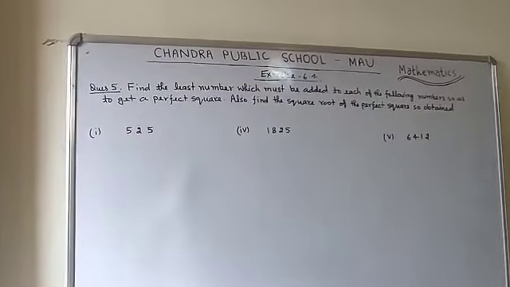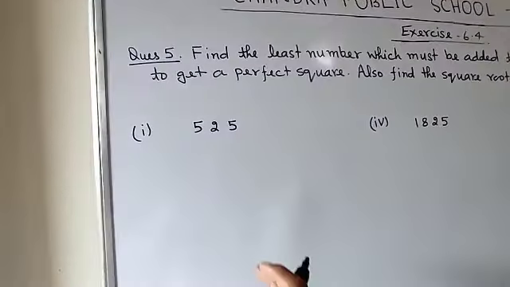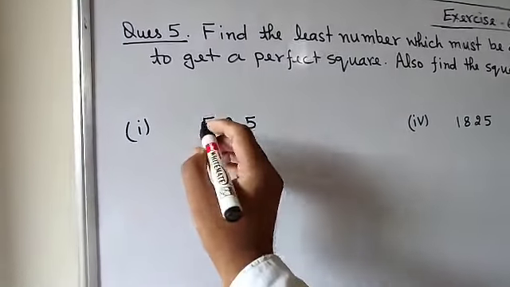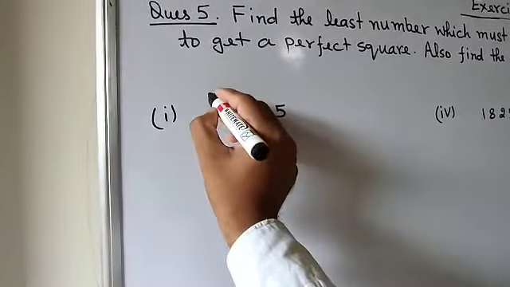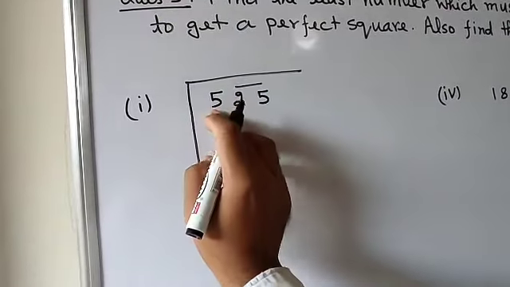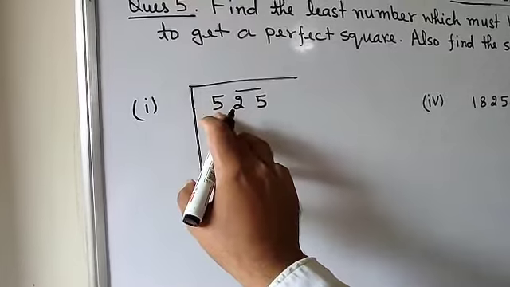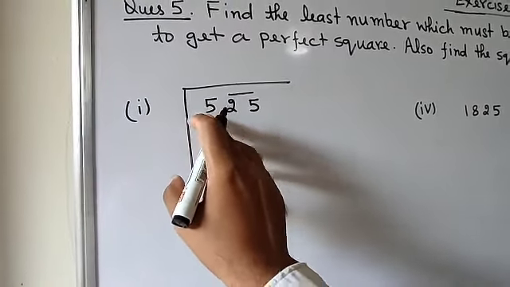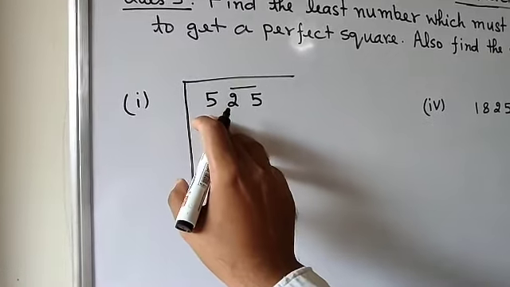If it is asked what must be added, first you need to make the pairing and apply the division method. So here I am going to apply the division method. Pairing will be done from the right side. So 5 is unpaired, so first you need to find a number whose square is either 5 or less than 5.